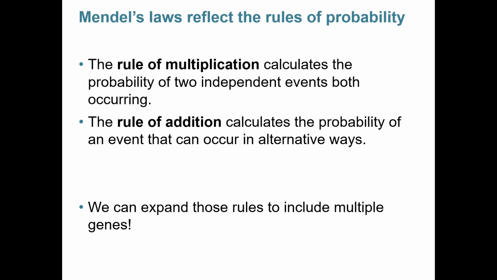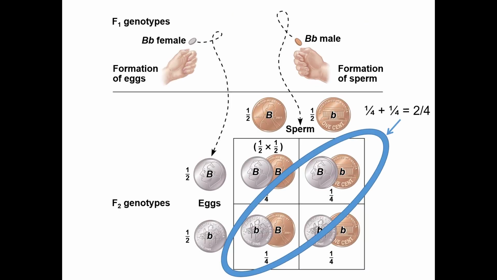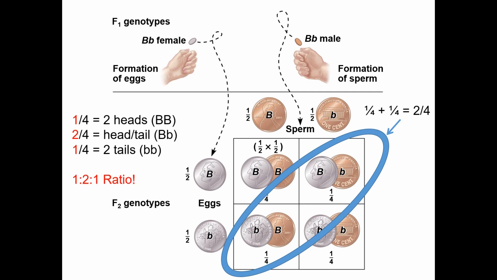Now we add the second rule, the rule of addition, which calculates the probability of events that can occur in multiple ways. So for example, there are two ways to get a head and a tail. You could either get a head on the dime and a tail on the penny, or a tail on the dime and a head on the penny. Those are two different ways to get the same thing, and so we can add them together. That gives us 2/4. This means that there is a 1/4 chance of getting two heads, a 2/4 chance of getting a head and a tail, and a 1/4 chance of getting two tails. This is the same 1:2:1 ratio that we see in a standard monohybrid cross.